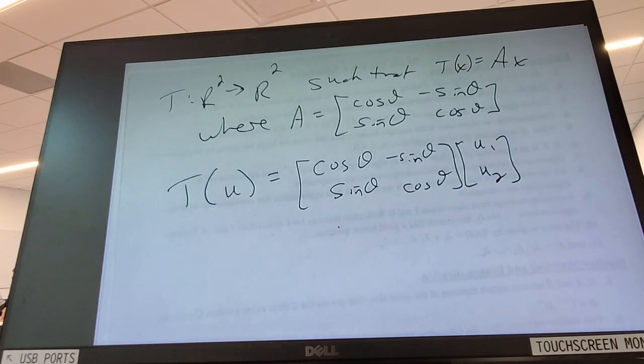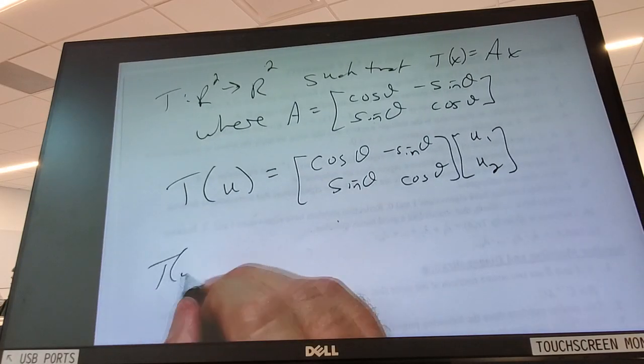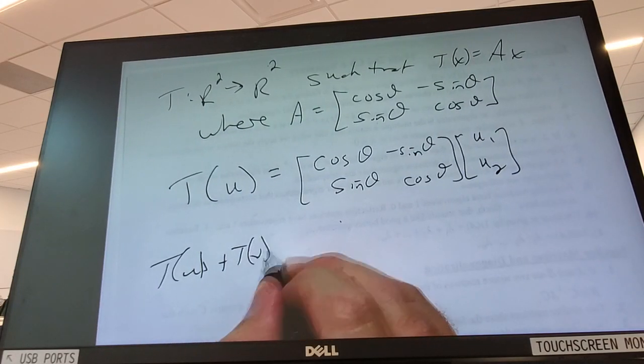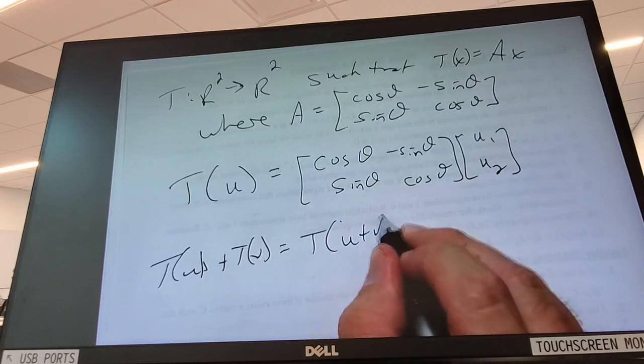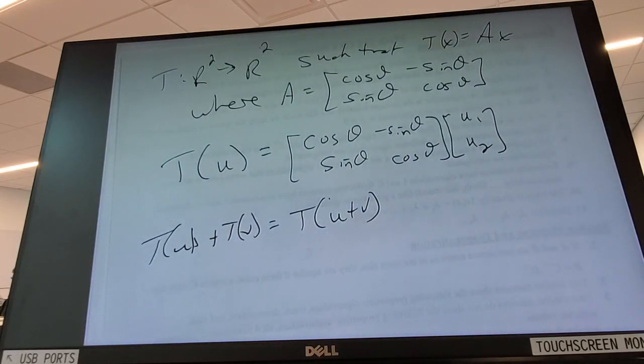I'm doing the exact same stuff we just did. I'm going to apply T to some vector u that's in R squared, and then apply T to some vector v that's in R squared. Then I'm going to check that if I add them, I get what I would have gotten if I had applied T to u plus v. I'm trying to show T of u plus T of v equals what I would have gotten if I had added the vectors first. So that's where the square root failed, for example.